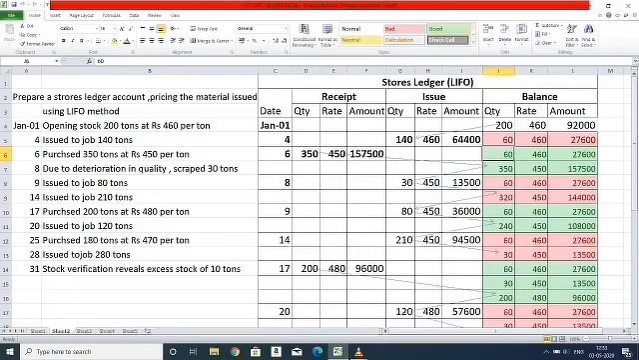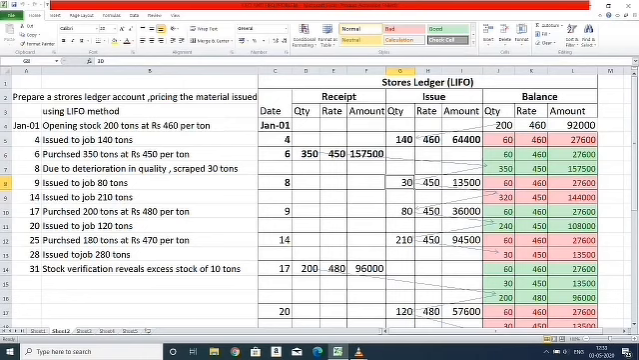Then on January 8, due to deterioration in quality, scrapped 30 tons. Here, this scrap we consider as issue of material. So we show this 30 in our issue column. We are following LIFO method. In LIFO method, we have to issue from the last lot purchased. Here our last lot purchased is 350.